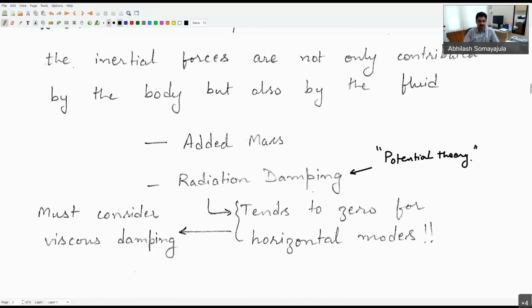Is everybody with me on radiation damping? Yes, sir. Yes. Okay.